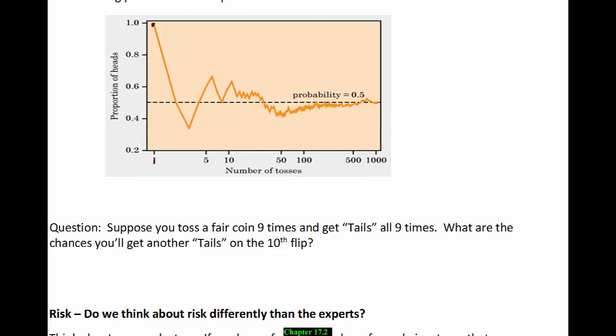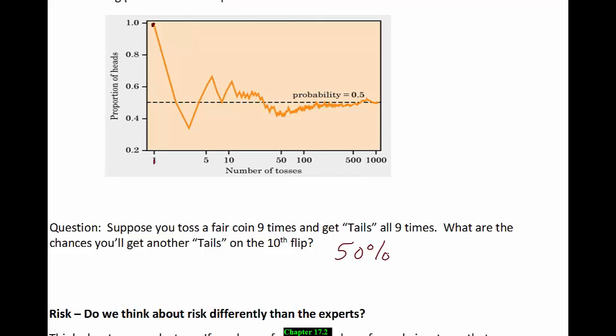But these are independent. Coin flips are independent. And what do we mean by that? We mean that they have no memories. Just because you got 9 tails previously, that coin still has just a 50% chance on any given flip. So the chances you'll get another tails on the 10th flip is still 50%.